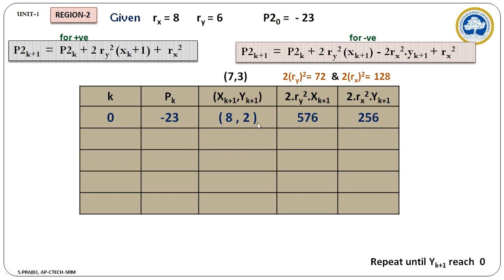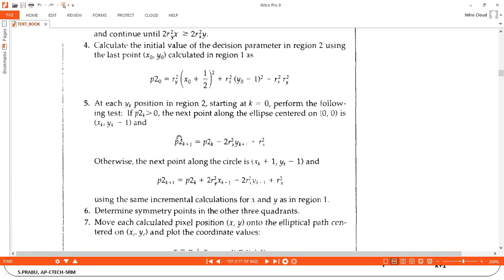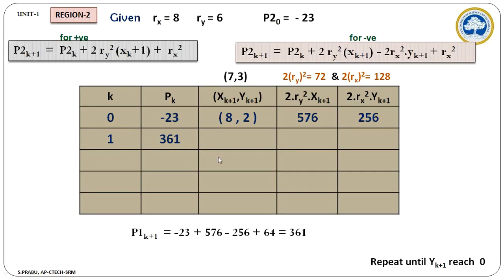Then I need to calculate the next decision parameter. So this is the negative value. So I can use this formula. So the next decision parameter is minus 23 plus this term, that is 576, and minus this term, that is 256, plus rx square, that is 64. So I can get 361. I write this value here. So this is the positive value. So for positive value, I can use this one, that is keep the same x value and minus 1 for the y coordinate. So this is 8, 1.